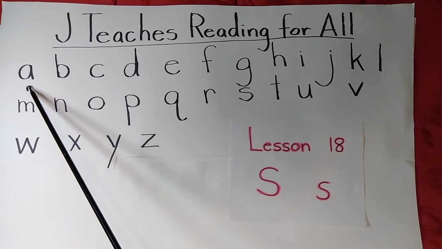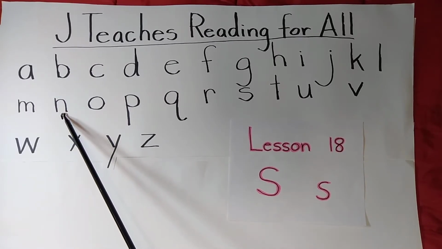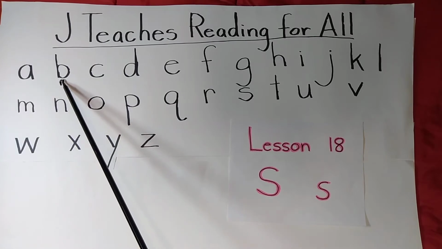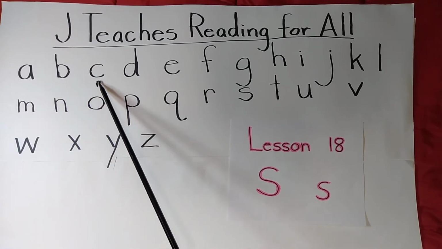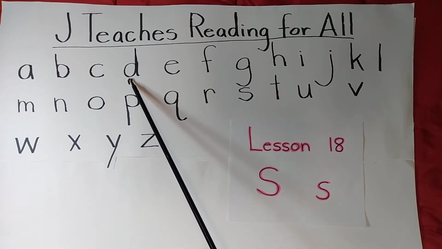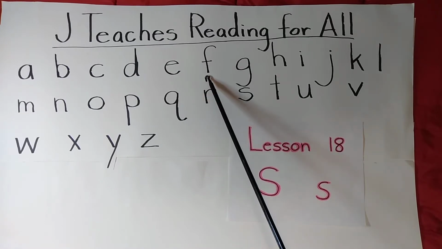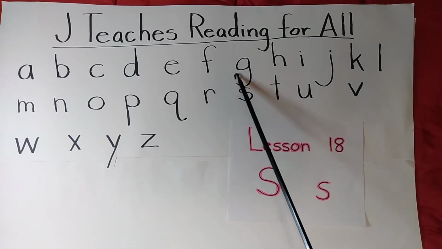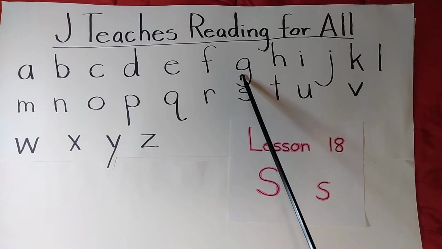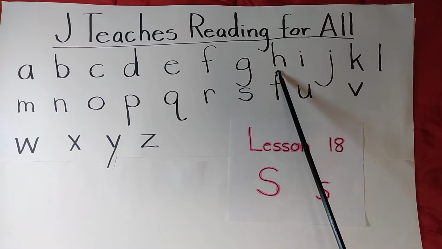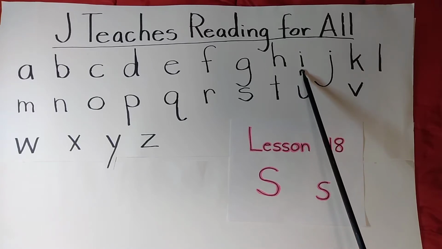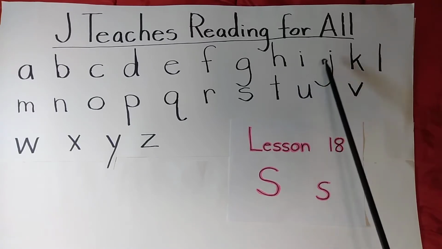Let's review. Sound A, apple. N, nut. B, bat. C, cap. D, donut. E, egg. F, flag. G, gun. H, house. I, Indian.